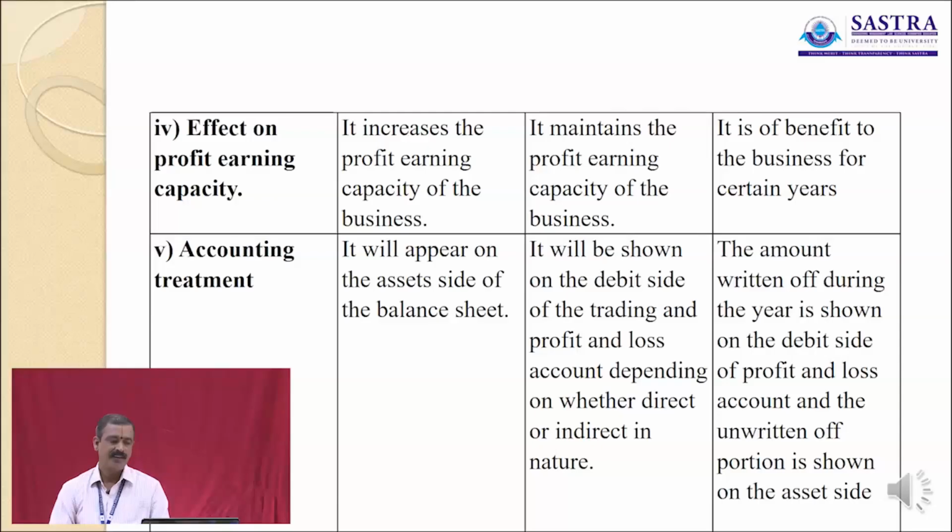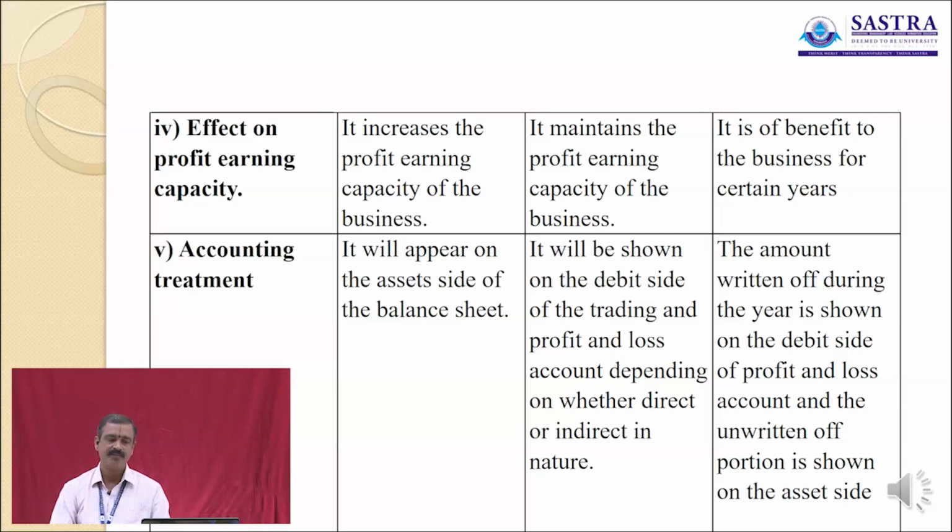In fact, the important point to discriminate and compare the items of these expenditure is the effect on profit earning capacity. Whenever an organization spends money, invests huge funds, it will expect revenue. And such kind of investment will also have to increase the revenue generating capacity of the organization. That will also be expected.